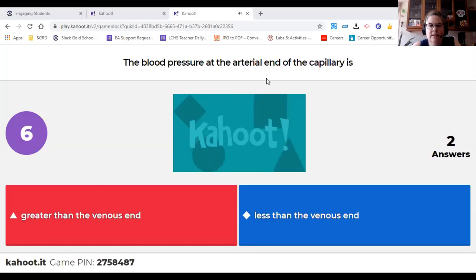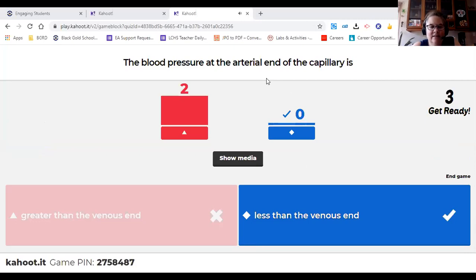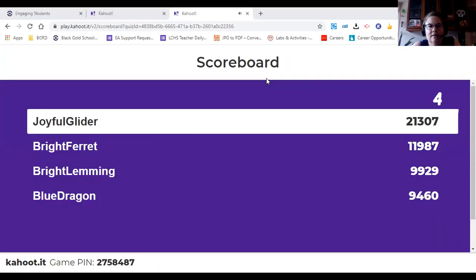So remember, there's two ends to the capillary, a venous end and arterial end. The blood pressure at the arterial end is greater. Yes. Oh, got that.